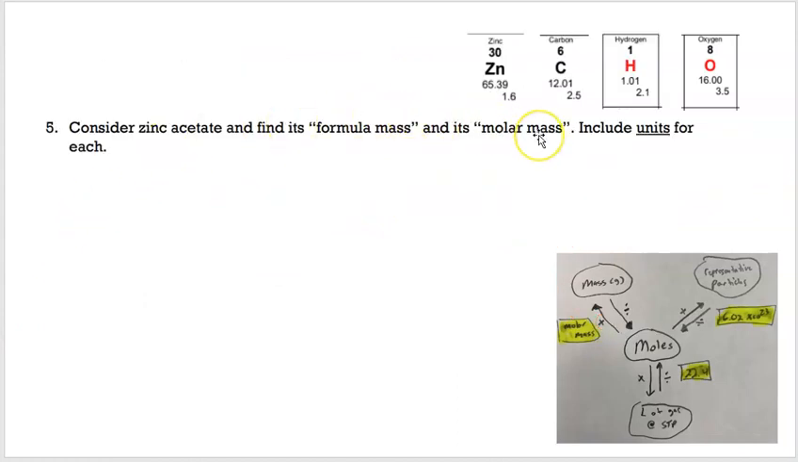All right. So it says consider zinc acetate. So zinc is Zn and it's +2. Acetate is a polyatomic ion with C2H3O2, and it's got a -1 charge, so that formula is going to be Zn(C2H3O2)2, right? And we just want to find its formula mass and molar mass.